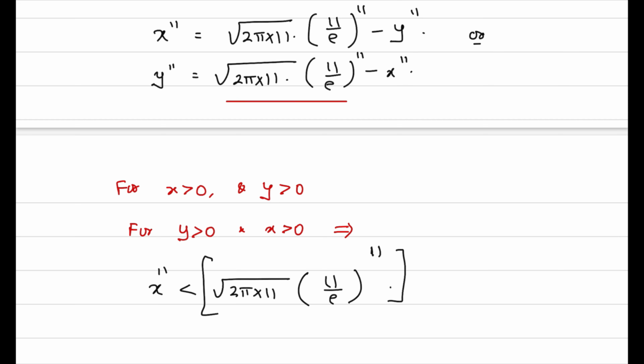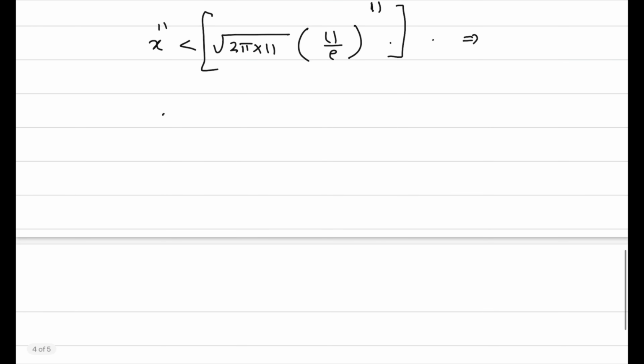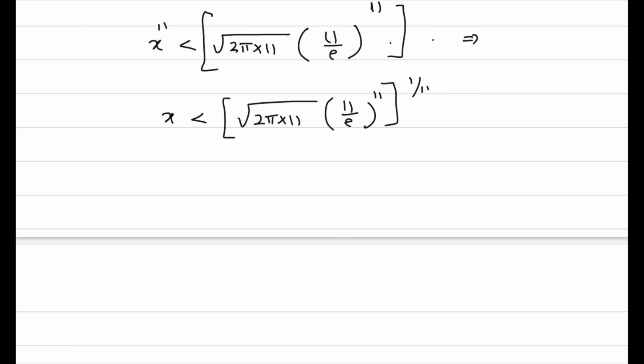Whole to the power of 1 by 11. Because we are talking about x to the power of 11, we should not put whole to the power. Which implies x should be less than square root of 2 pi into 11 into 11 by e to the power of 11 whole to the power of 1 by 11. When x is less than this value only, then y to the power of 11 will be positive.